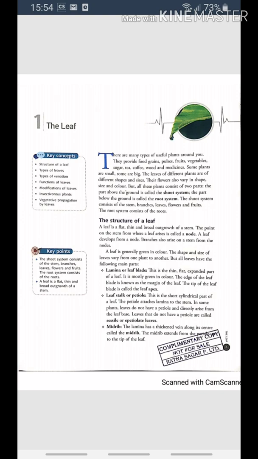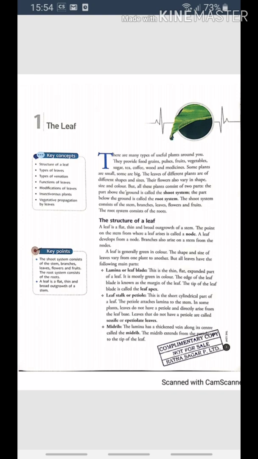The second function is gaseous exchange. Many minute pores called stomata are present on the lower surface of a leaf. During daytime, plants take in CO2 for photosynthesis and release the excess oxygen through the stomata. At night, plants take in oxygen and release CO2 into the air through the stomata.